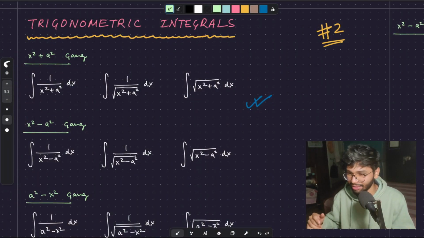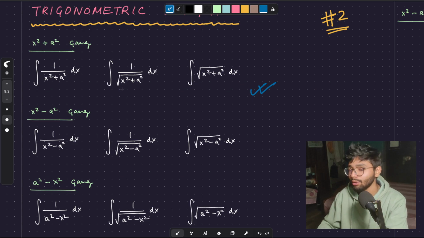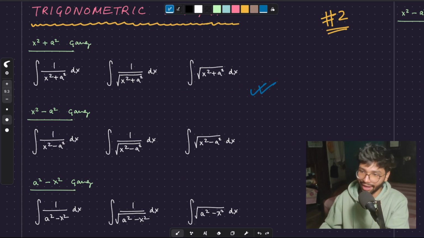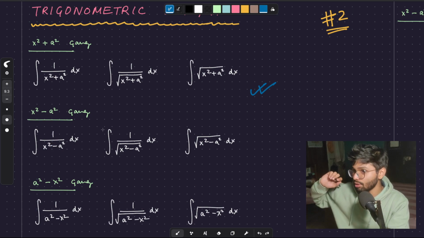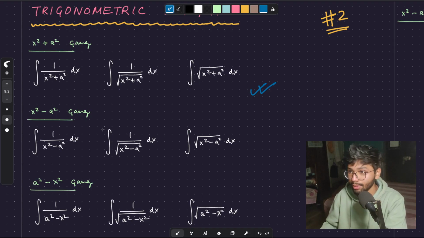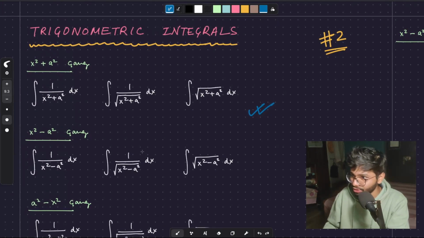Otherwise, there will be no math, right? So we got the second video and we were done with the x squared plus a squared gang. And now we're going to move on over to x squared minus a squared gang. So again, we have similar structure of the integrals. Instead of the additions, pluses, we've got the minuses over there. So everything is the same. We're going to use similar concepts, similar trigonometric substitutions to solve for this one, to derive these ones. And again, as usual, try the examples out yourself and it's going to be amazing.